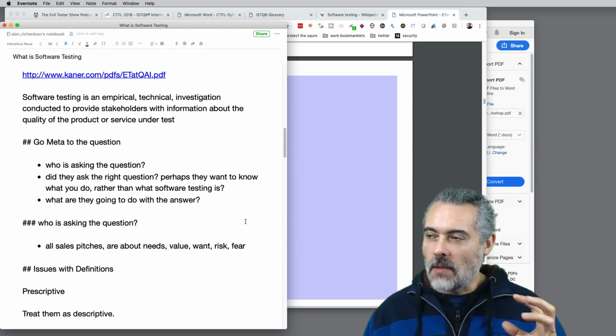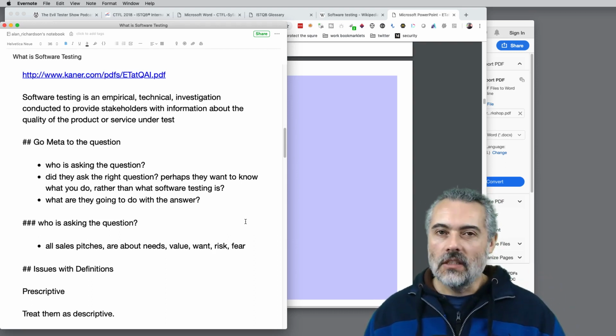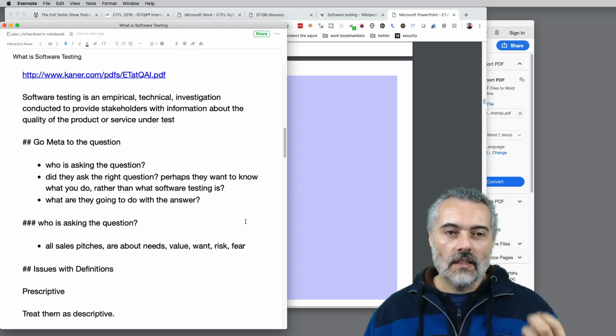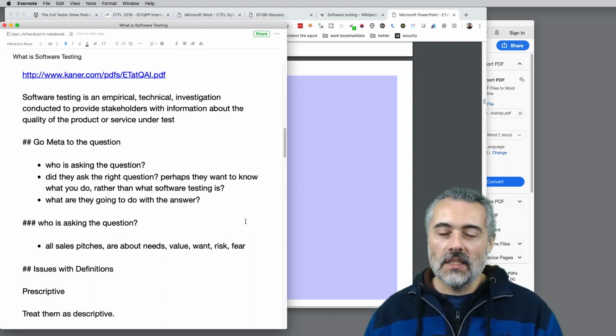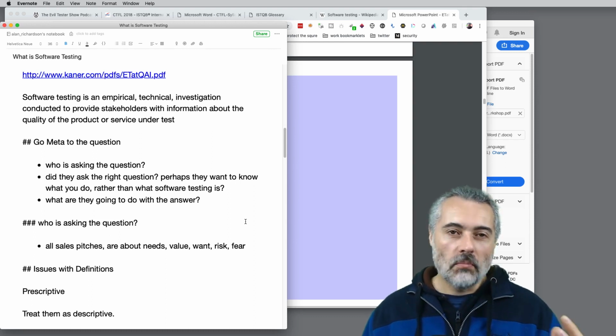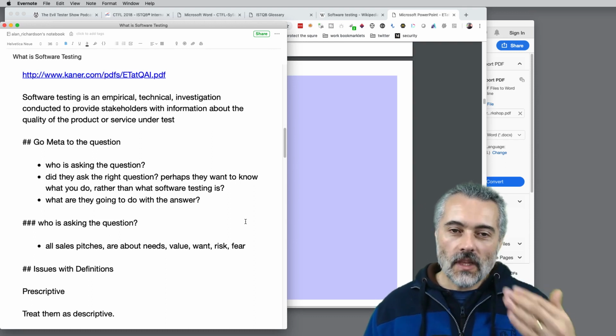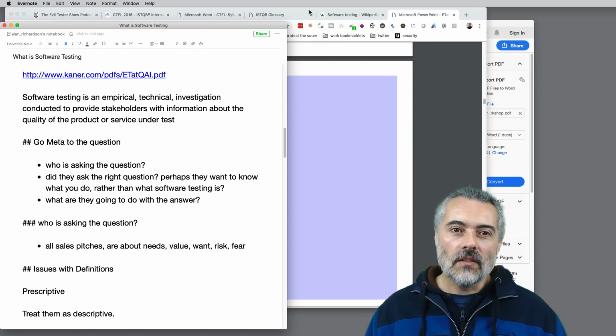And then we've got the avoidance pitches. So what are the risks that software testing helps you mitigate or address? What is the fear that we want people to move away from and embrace more or good or better software testing? And some of these definitions cover that.